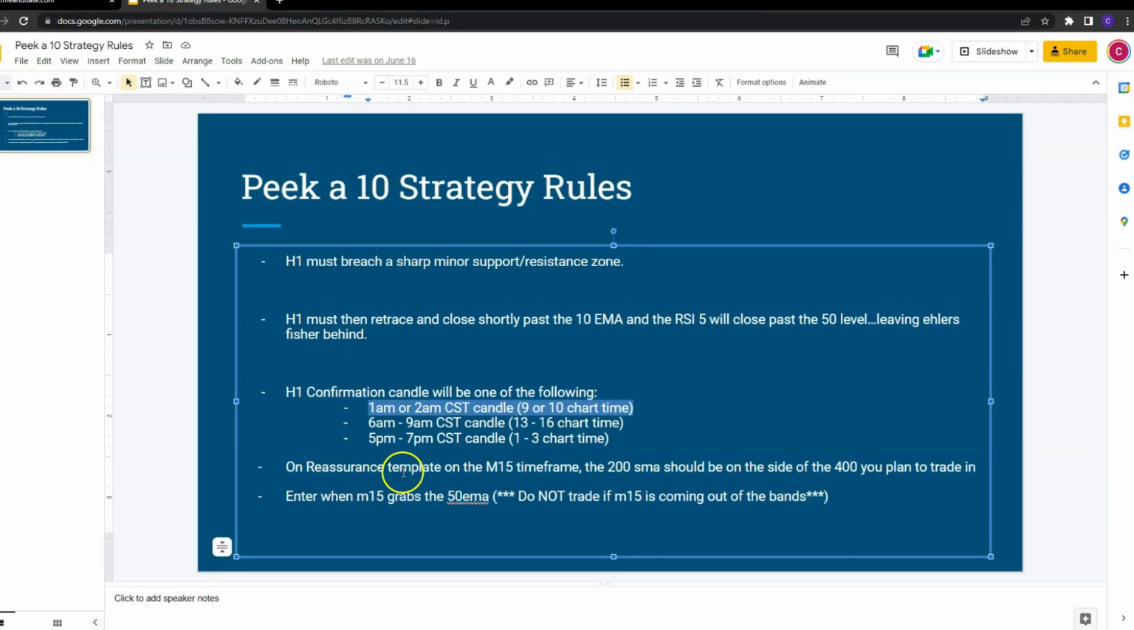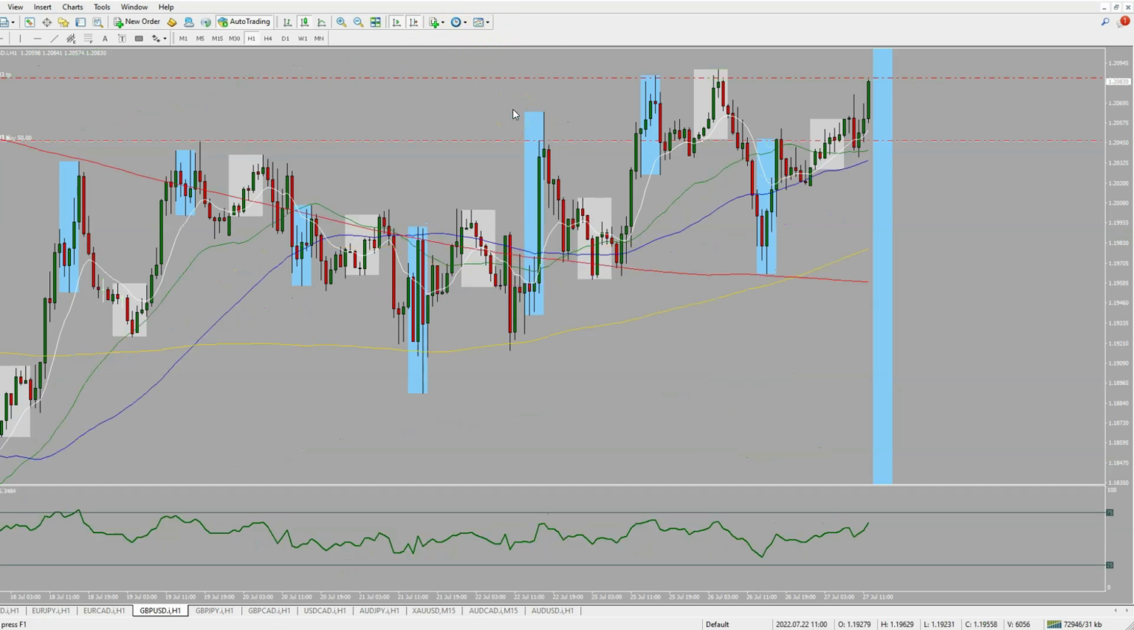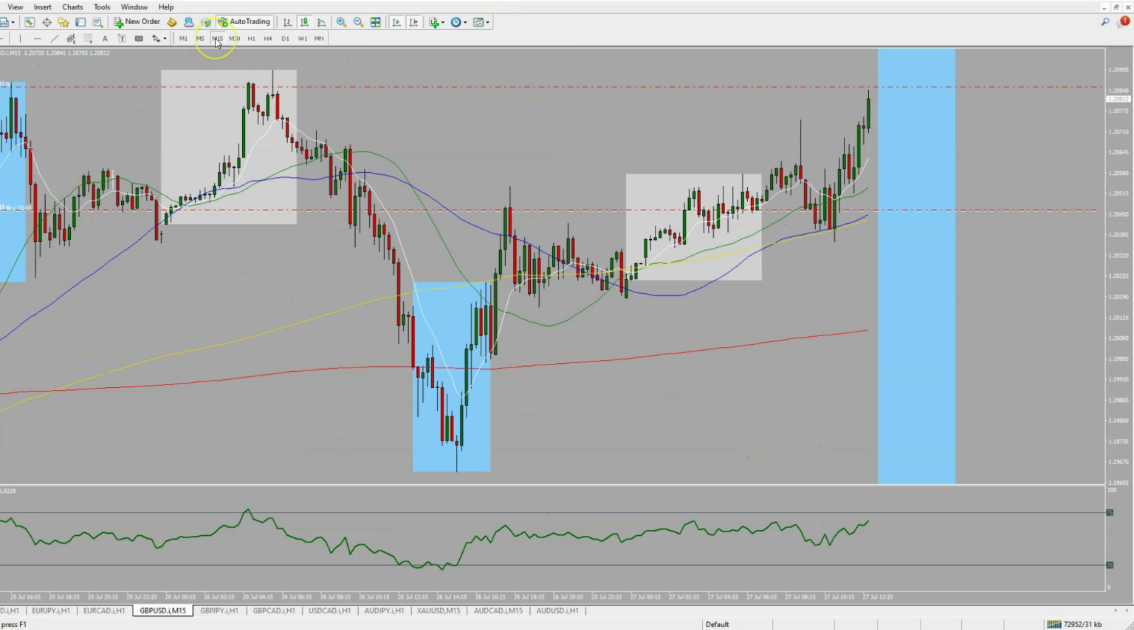Then on the reassurance template on the M15 time frame, the 200 SMA should be on the side of the trade you plan to trade in. So what I mean by that, TP finna get hit. But if we go to my reassurance template on the M15, seriously?